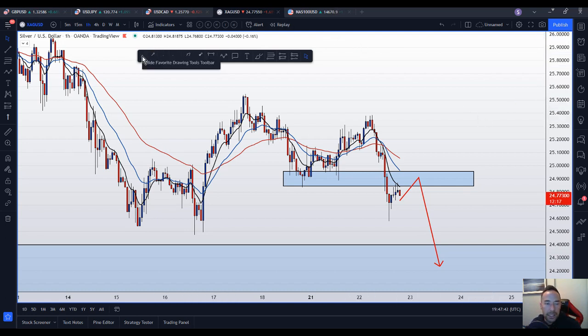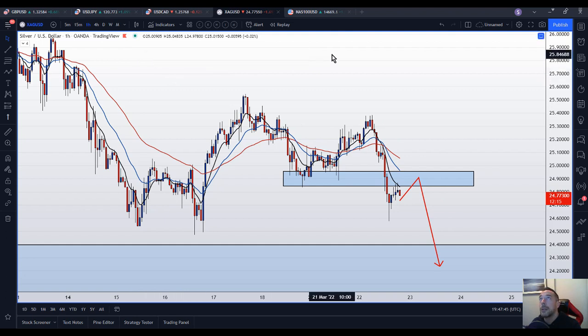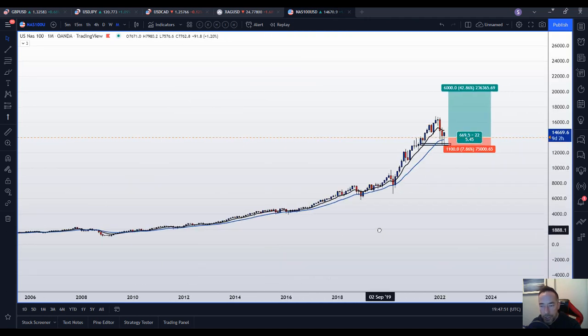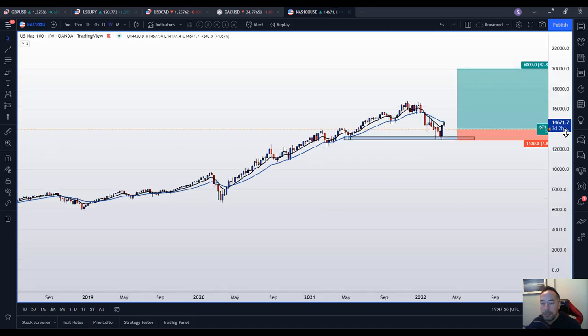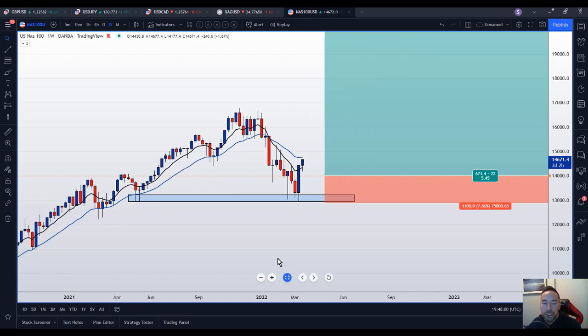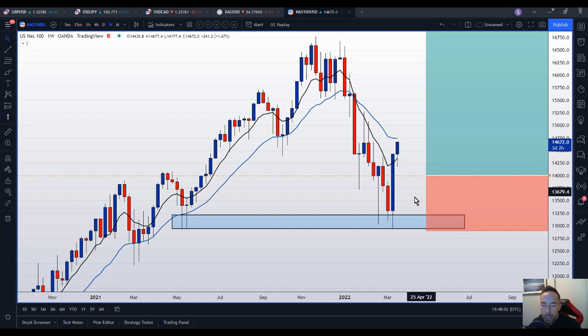Last but not least, Nasdaq, and I'm going to show you a trade setup that I actually sent out to the guys yesterday. Let me show you the chart first, because last week we had, which was this candle here, a bullish engulfing candle, which actually engulfed 1, 2, 3 weekly candles.